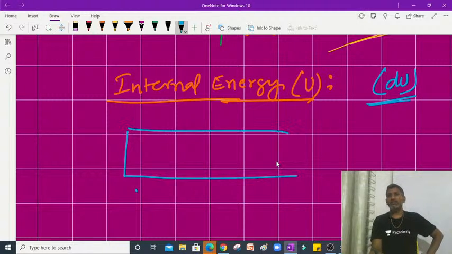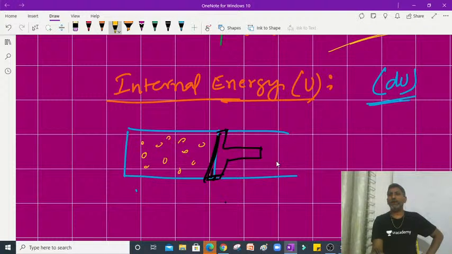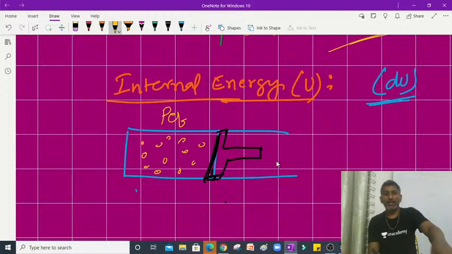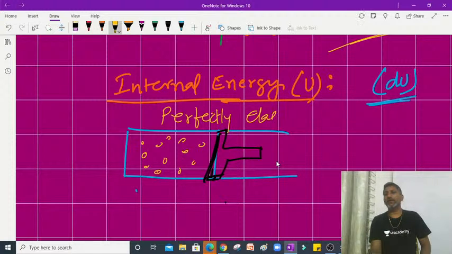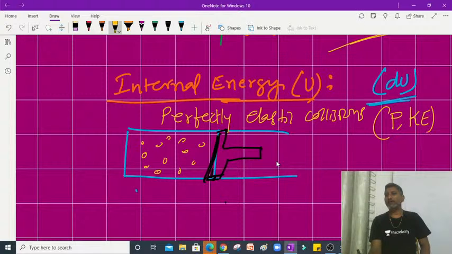See, students, this is the cylinder. In this cylinder, this is the frictionless piston. This black color diagram gives the frictionless piston. This is the total cylinder. Inside the cylinder, gas molecules are there. These are ideal gas molecules. Remember these gas molecules always collide elastically, making perfectly elastic collisions. As you know, perfectly elastic collision means both the law of conservation of linear momentum and the law of conservation of kinetic energy will be obeyed.